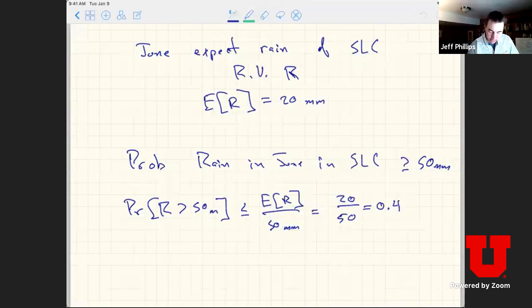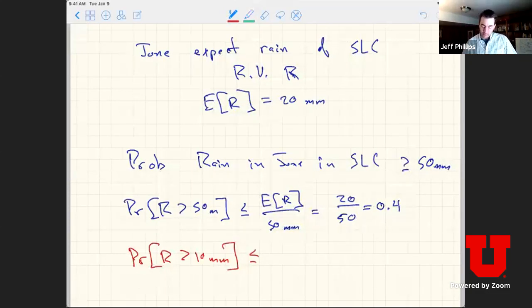millimeters, right? So let's say I redid this. Well, how about the probability that R is greater than 10 millimeters? All I know is the expected value, and it's greater than 0. If I plug this in, I'm going to get the expected value 20 millimeters over 10 millimeters, which is equal to 2. But I know a probability can be at most 1.